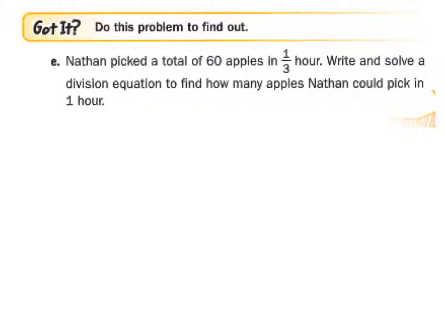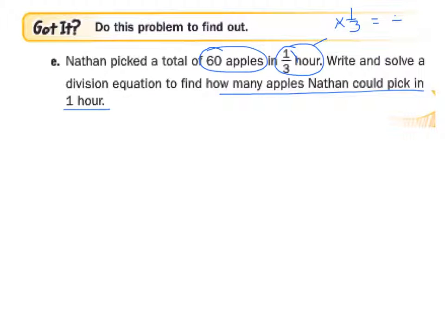So let's try this. Nathan picked a total of 60 apples in 1/3 of an hour. Write and solve a division equation to find out how many apples Nathan could pick in 1 whole hour. So we have to remember that it sounds like we should find 1/3 of the 60 apples. So remember that multiplying by 1/3 is the same as dividing by 3. So if we take the number of apples he picks and divide by 3, we get our total of 60 apples.